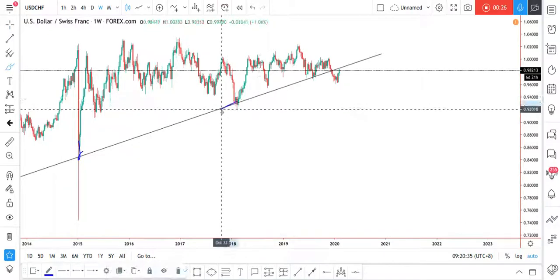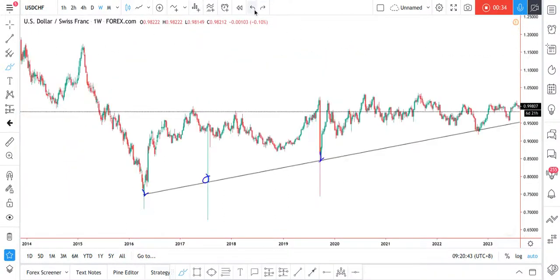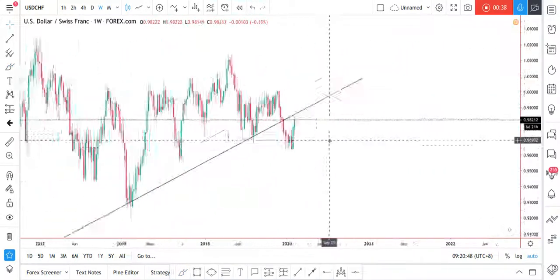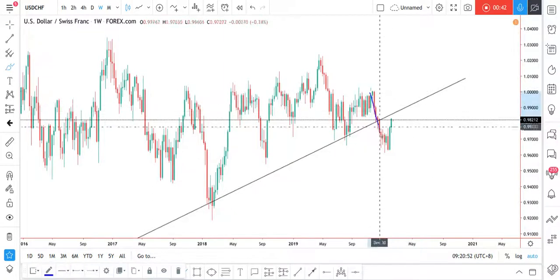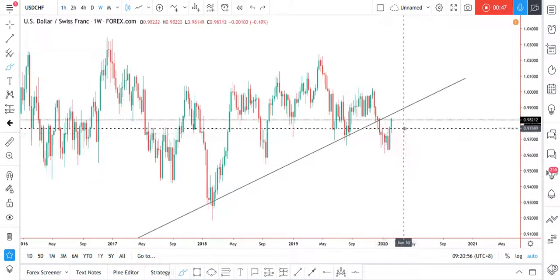We have this support around here. That was very nice support as well. We had support around here, and now what is very interesting about this pair is if you have a look at exactly where the support is and exactly where the trend line is going, this trend line has actually been broken. So we have broken to the downside and broke this trend line nicely to the downside.